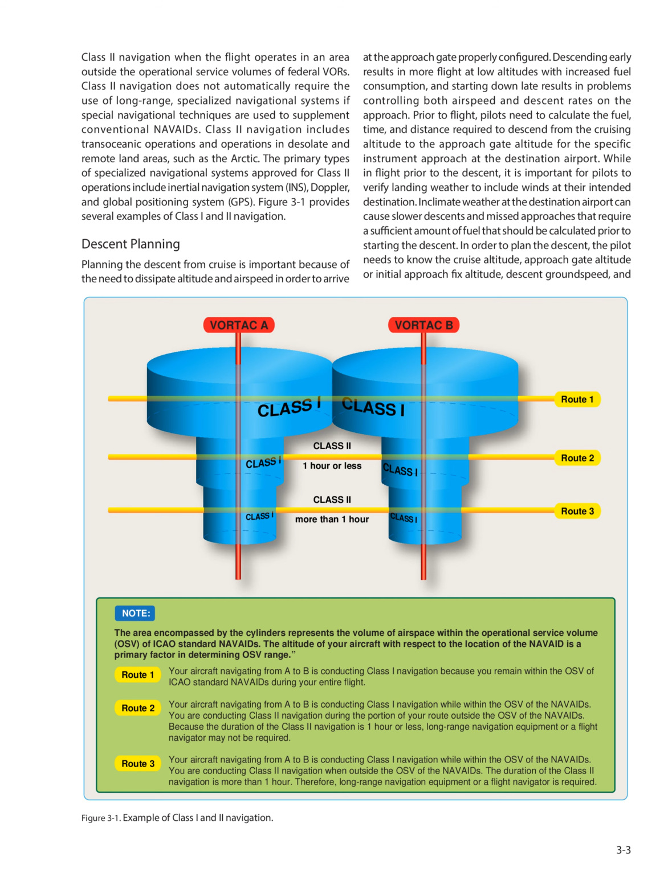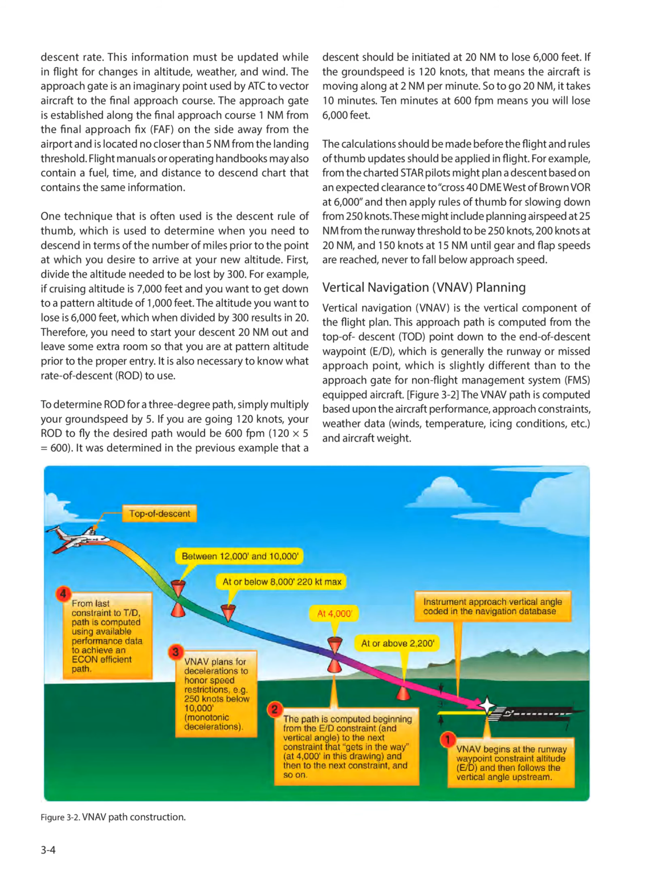While in flight prior to the descent, it is important for pilots to verify landing weather to include winds at their intended destination. Inclement weather at the destination airport can cause slower descents and missed approaches that require a sufficient amount of fuel that should be calculated prior to starting the descent. In order to plan the descent, the pilot needs to know the cruise altitude, approach gate altitude or initial approach fix altitude, descent ground speed, and descent rate. This information must be updated while in flight for changes in altitude, weather, and wind.